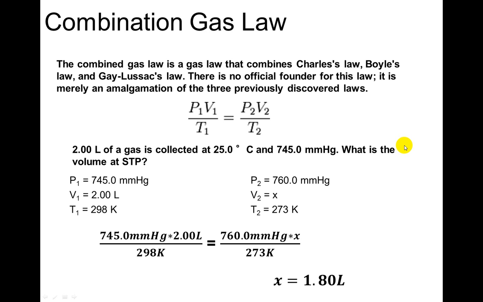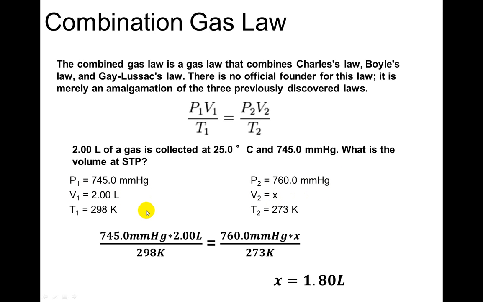Remember I said standard temperature and pressure. In this case, I have a standard pressure in millimeters of mercury because my given is in millimeters of mercury. That's how I know which one to choose. So I'm going to say 760.0 millimeters of mercury. Volume is what I'm trying to find. All right, start with 2.00 liters. What is the new one?